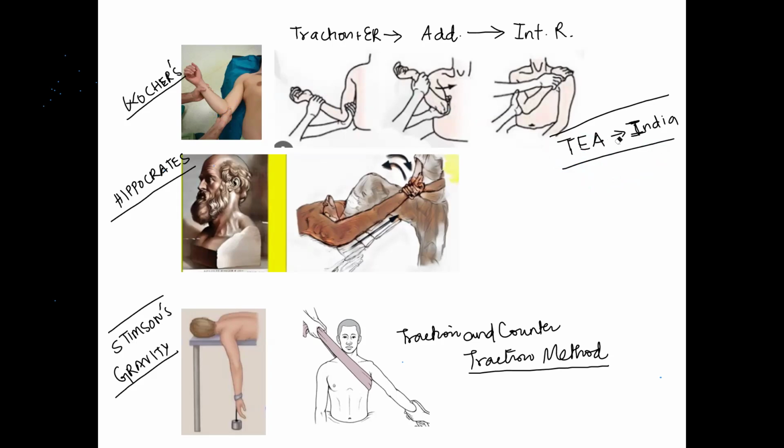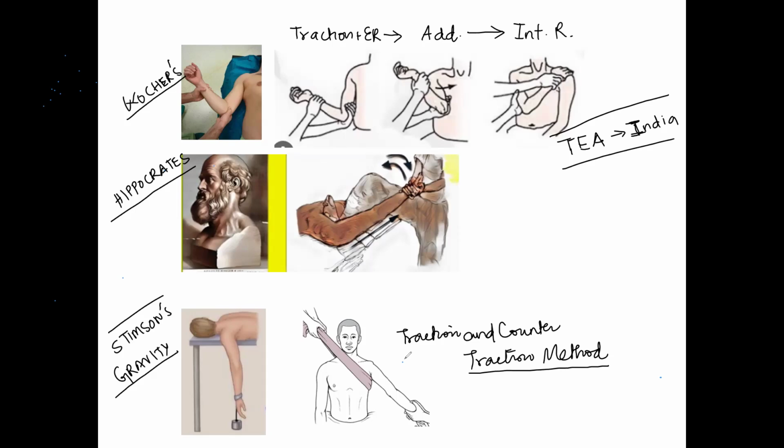The second method is Hippocrates method, where the person who is reducing the shoulder will keep the foot or heel inside the axilla and use it as a fulcrum and give traction and reduce it. But it is a very dangerous method of reduction because there is a high risk of the patient developing brachial plexus injury, and the patient may also have a fracture around the neck of the humerus. So it's not practiced now, it's just for mentioning here.